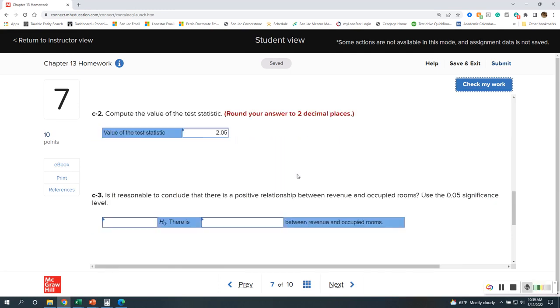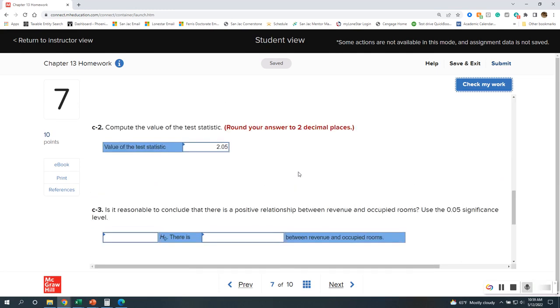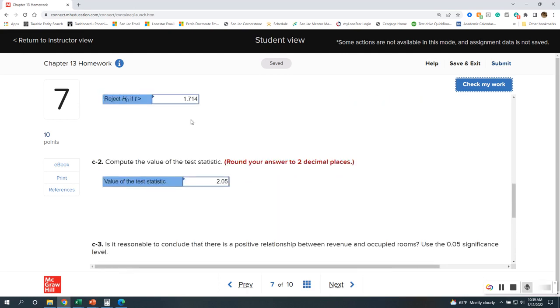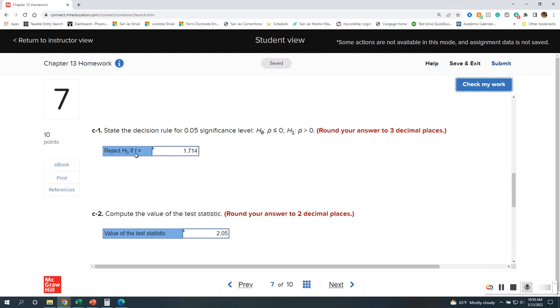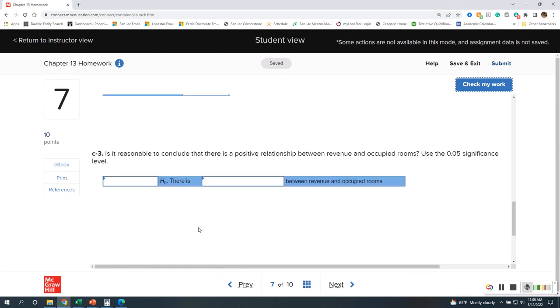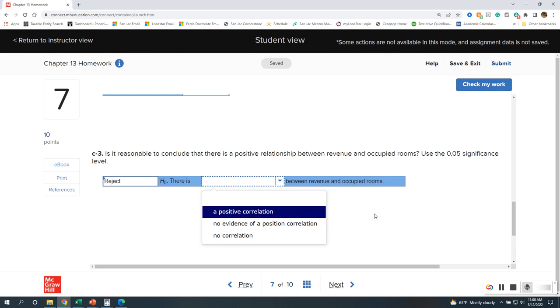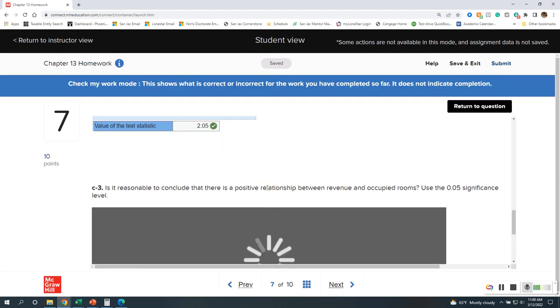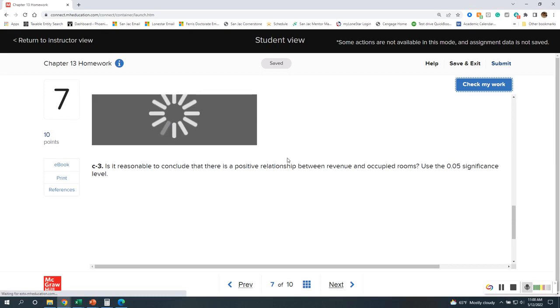Okay, turn to question. So 2.05, 1.714. Is it greater? It is. So I'm going to have to reject the null. So it looks like there is a positive relationship. Again, check to make sure you did select 2 right multiple choice items.